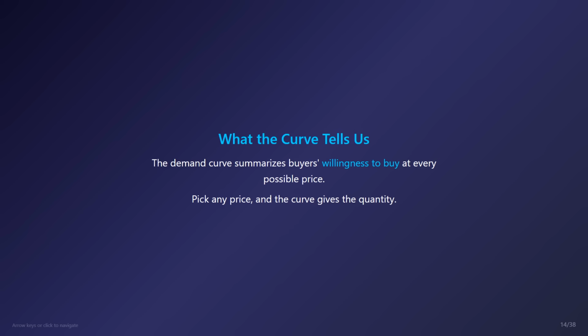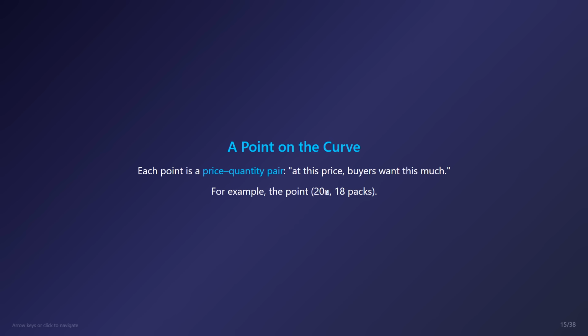Put together, the demand curve summarizes buyers' willingness to buy at every possible price. Pick any price you like, go across to the curve, and it tells you the quantity buyers will want. Every point on the curve is a price-quantity pair. It says, at this price, buyers want exactly this much. For instance, the point 20 shekels and 18 packs is one such pair sitting right on our curve.